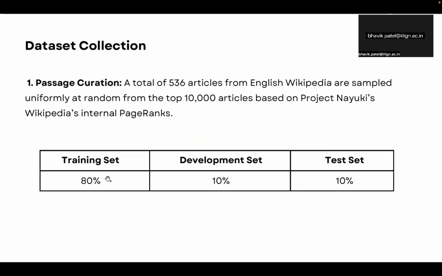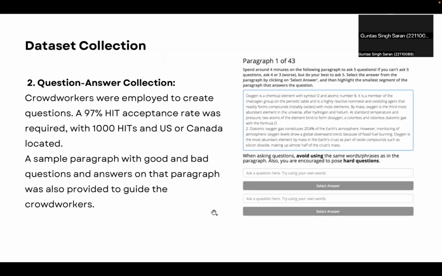So they divided the dataset into three parts. The first was the training set of 80%, then a development set for validation of 10%, and 10% for the test set. Next slide. So to guide the crowdsourcing workers, they also provided examples of good and bad questions and emphasized accuracy. They got a 97% HIT acceptance rate. Next slide.